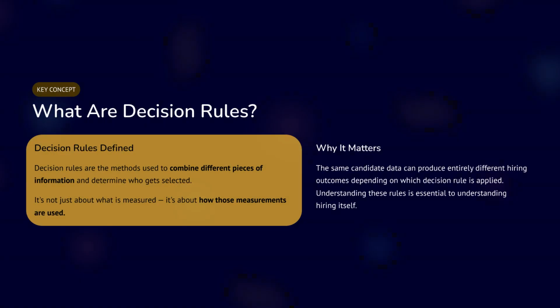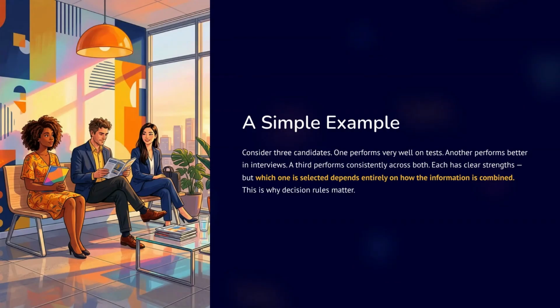This is where decision rules come in. Decision rules are the methods used to combine different pieces of information and determine who gets selected. So it's not just about what is measured, it's about how these measurements are used. To see why this matters, consider a simple example. One candidate performs very well on tests, another performs better in interviews, a third performs consistently across both. Each has strengths, but which one is selected depends on how the information is combined.